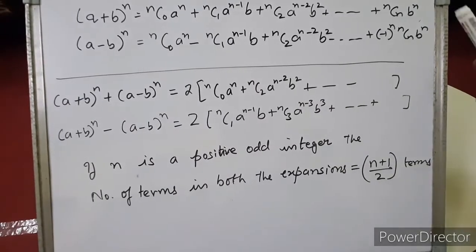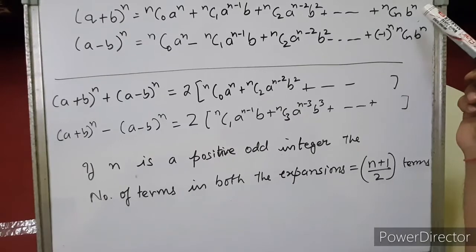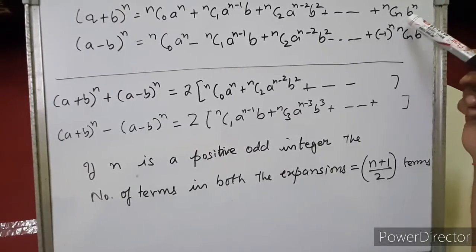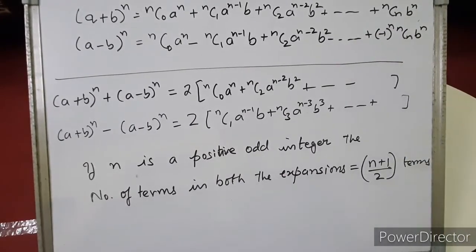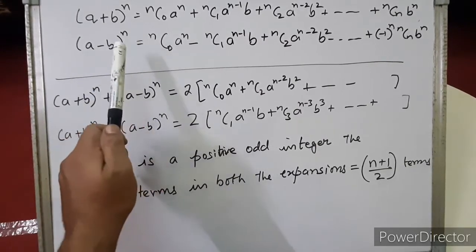Now children, we have studied that (a + b)^n is nC0 a^n + nC1 a^(n-1) b + nC2 a^(n-2) b^2 + and so on up to nCn b^n. So if we write minus b in place of plus b, it will become (a - b)^n.